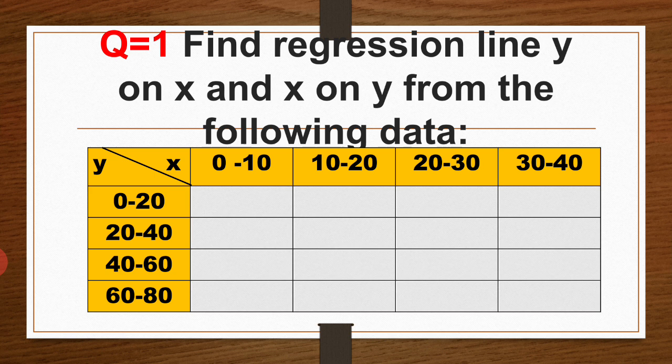Now you check the difference for x: 0 to 10, so the difference is 10. 10 to 20, the difference will be the same. 20 to 30, the difference is also the same. 30 to 40, the difference will be the same. For y: 0 to 20, the difference is 20. 20 to 40, the same 20. 40 to 60, so 20 difference. 60 to 80, the difference will be the same 20. It is clear that the difference is the same.